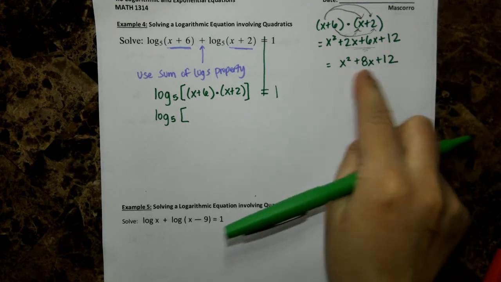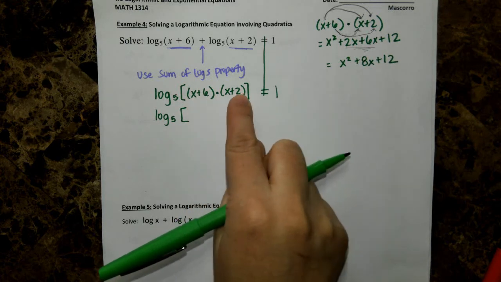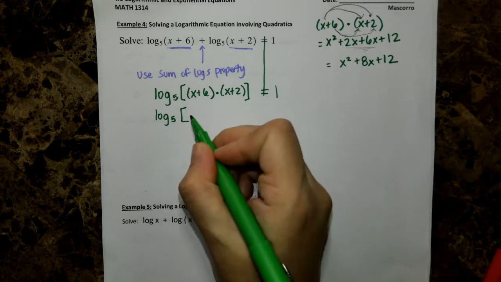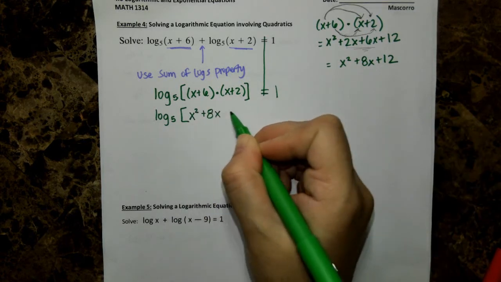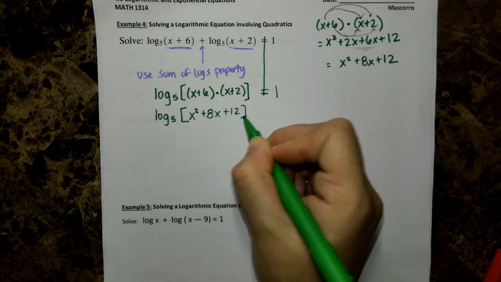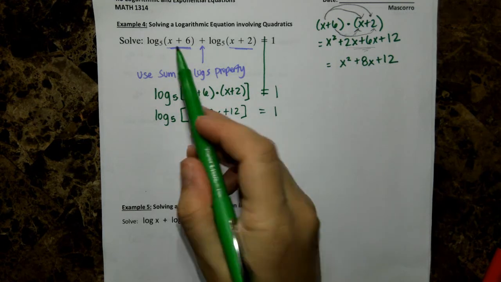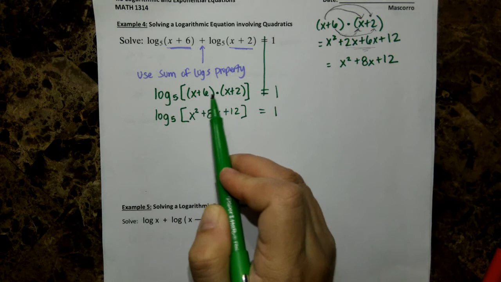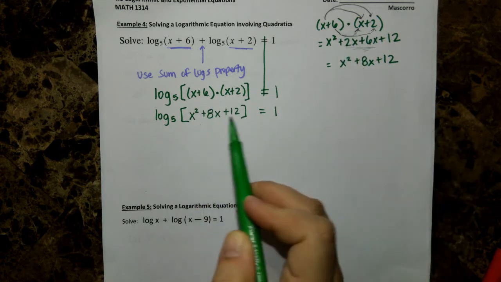Now that's not my final answer. All I've done is I've actually multiplied x plus 6 times x plus 2, and this is what I got. So inside of the parentheses, that's actually what I'm going to write. X squared plus 8x plus 12 equals 1. So what I've done so far is I combined these two logarithms using the sum of logs property, and I'm going to have to multiply them. I multiplied them using the FOIL method, and this is what I got.